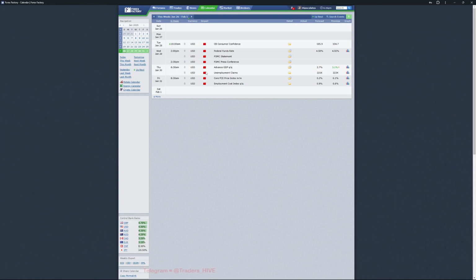Thursday, we have 8:30 a.m. red news folders, so this will be high probability. And Friday, we also have red news folders, which will be high probability. So Wednesday and Thursday, we could expect these 2 days to be the high or low of the week. And then Monday and Tuesday, we could see that form our weekly accumulation.